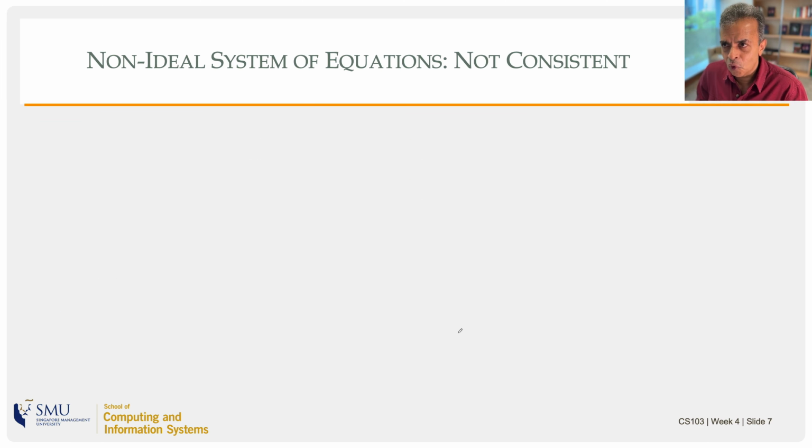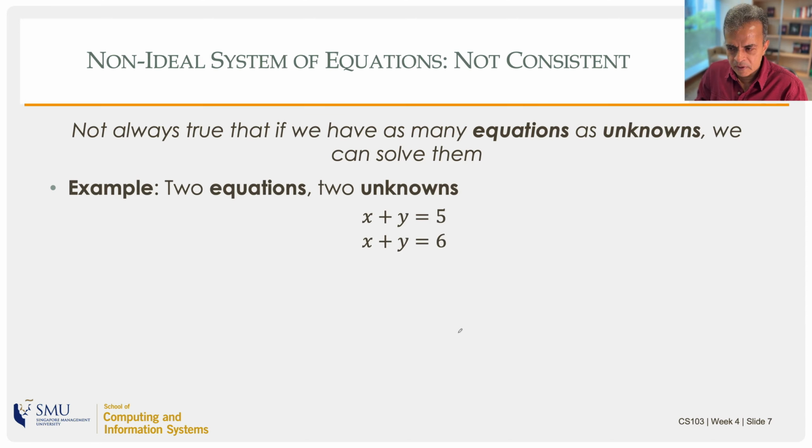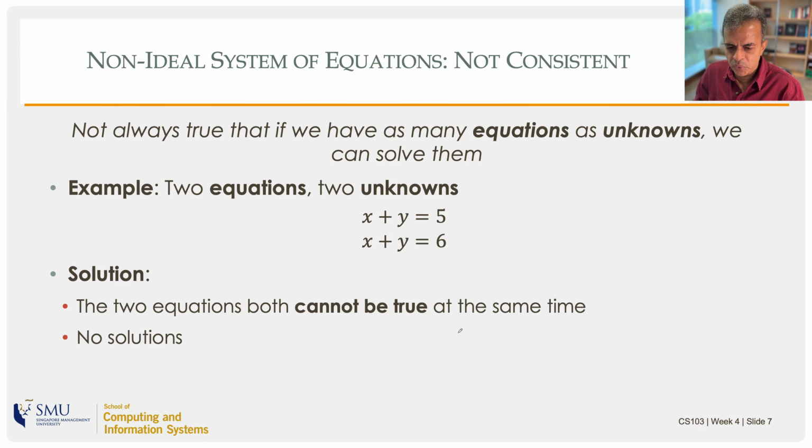Now let's take a fourth situation where the equations are not consistent. Now you will see what inconsistency really means. So this will also illustrate the fact that it is not always true that if you have as many equations as unknowns, you can always solve them. It's not always true. I'll give you two equations here, x plus y equal to 5, x plus y at the same time equal to 6. So you can see right away that they are not consistent because x plus y cannot be equal to 5 and 6 at the same time. So there are no solutions.